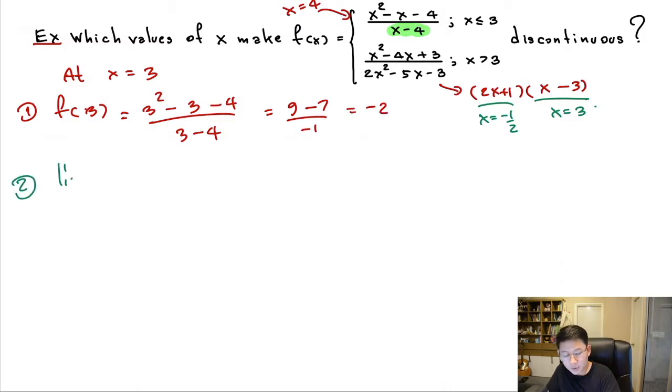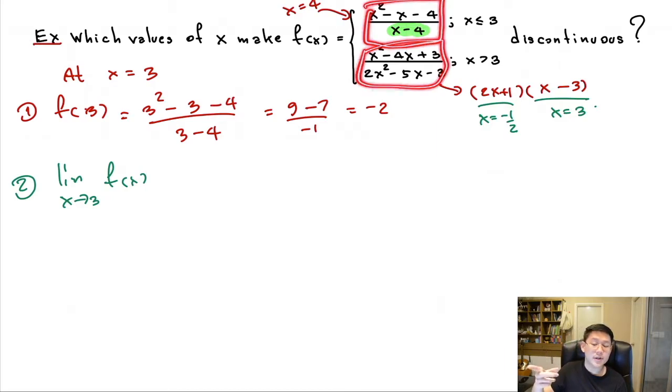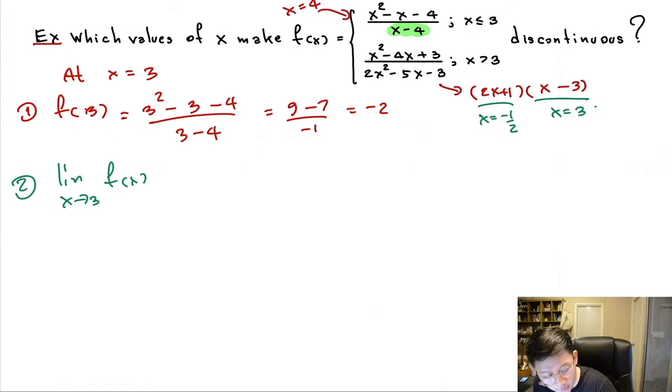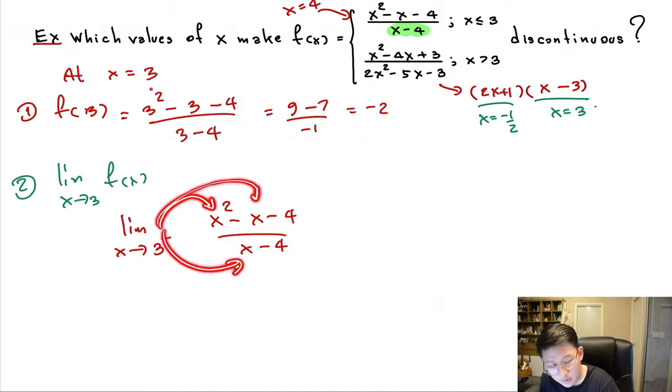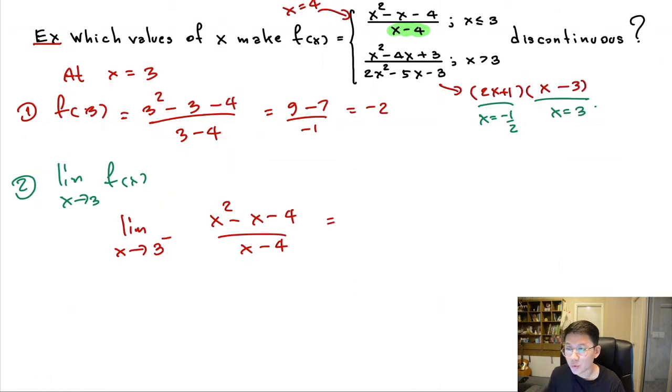Okay, so second, the limit as x approaches 3 of f(x). We need to look at the limit from the left and from the right, because f is defined differently when x is less than 3 and when x is greater than 3. First, I'll look at the limit from the left-hand side: x approaches 3 from the left-hand side of (x squared minus x minus 4) divided by (x minus 4). I just substitute 3 in there, and it's the same as this, so I have minus 2.